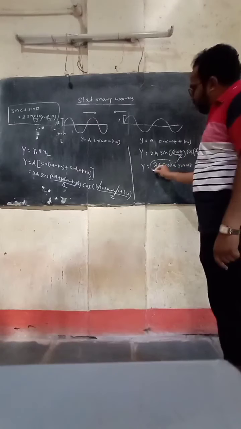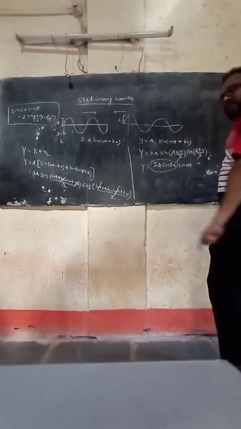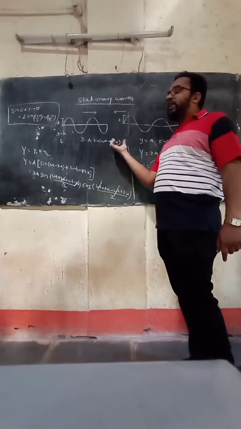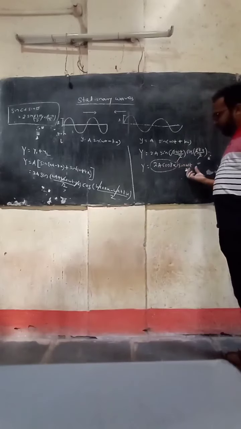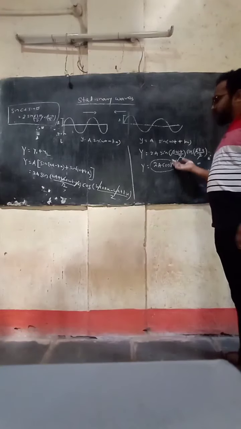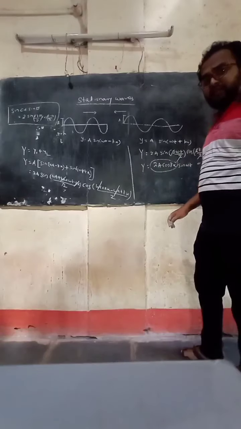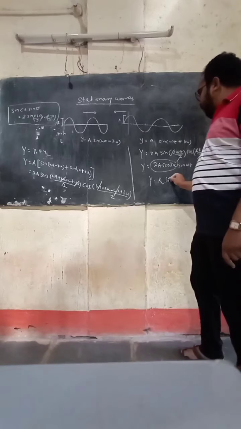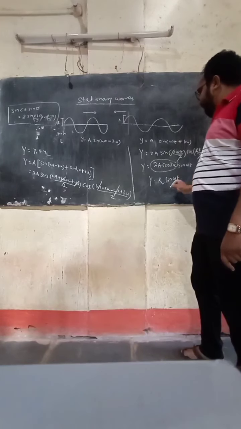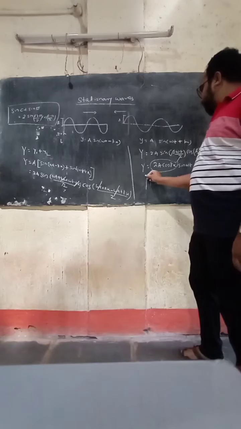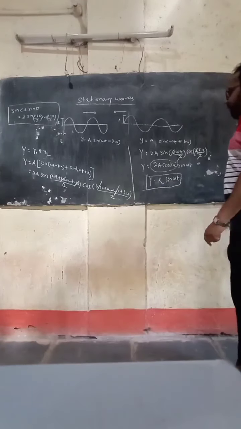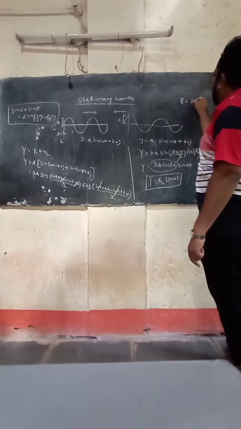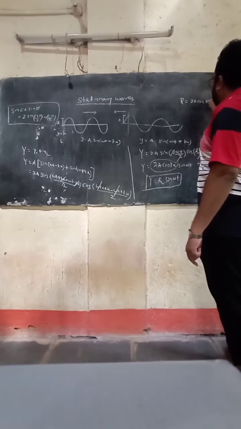Now we will assume this 2A cos kx as the amplitude, because the equation of any wave is amplitude into sin of omega t. Since sin omega t is already present, I will call the remaining term the resultant amplitude. So y will be resultant amplitude R into sin omega t. This is the equation of stationary waves, where the resultant amplitude R is 2A cos kx.